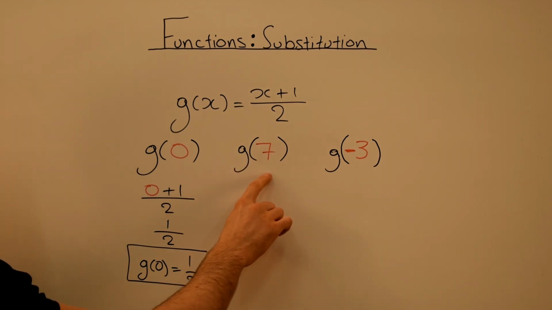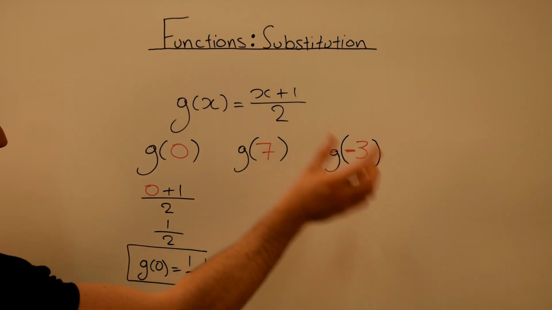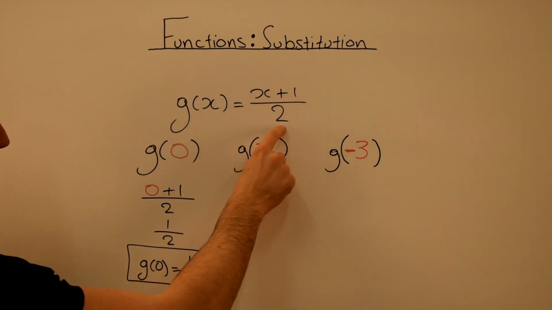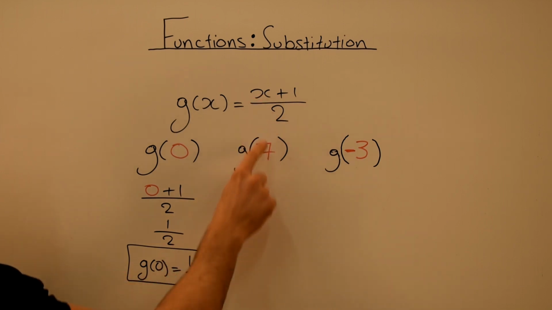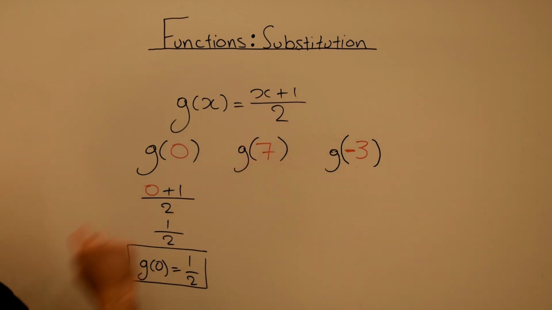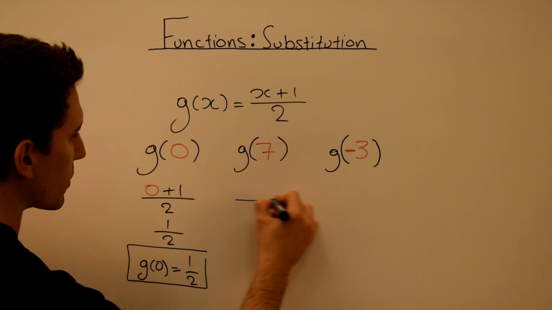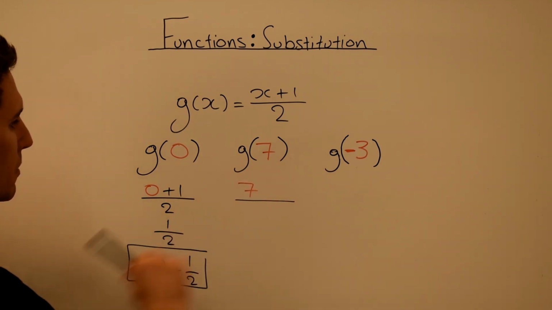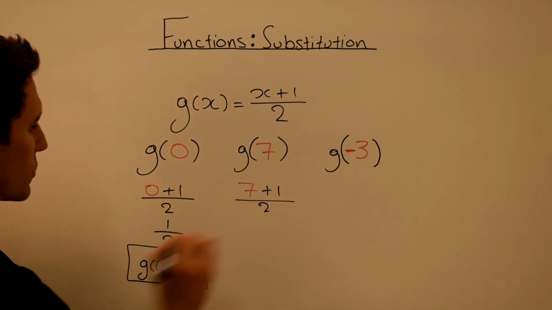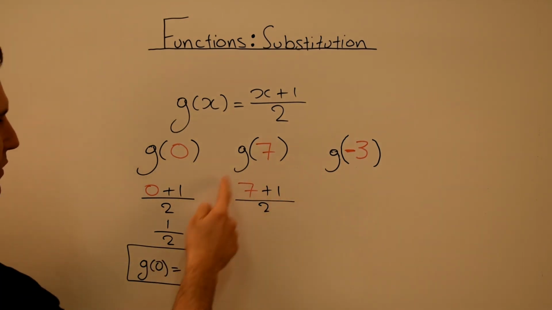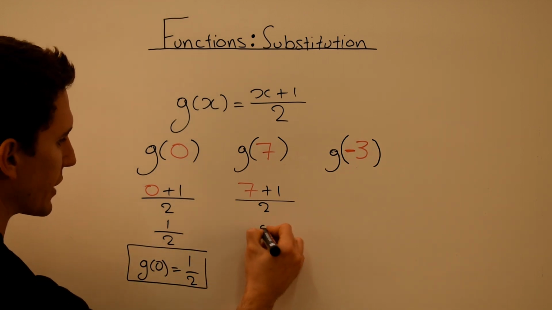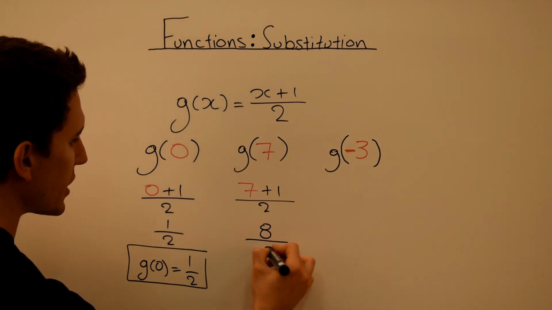In order to find g of 7, we'll have to go back to our function, which has the formula x plus 1 over 2, and we'll simply replace x with 7, which is the number inside the brackets. So instead of x plus 1 over 2, we'll have 7 plus 1 over 2. Now let's simplify this expression. 7 plus 1 is simply equal to 8. Therefore this expression becomes 8 over 2.